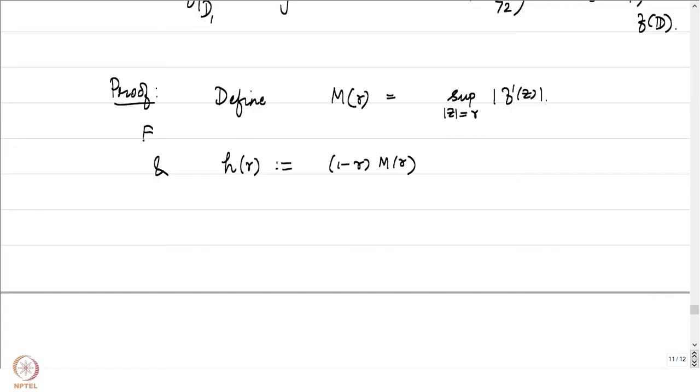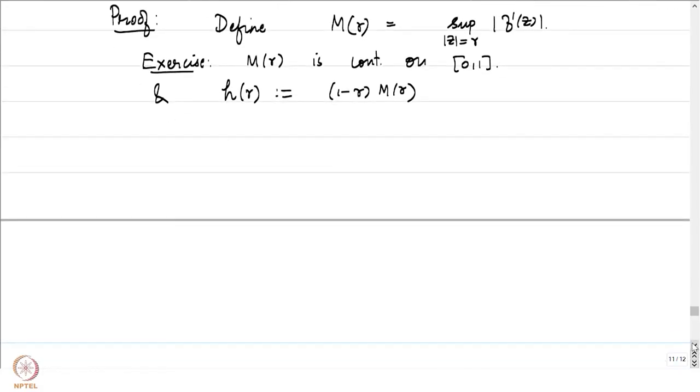So, the first observation for you would be that M of R is indeed a continuous function on [0, 1]. I am only interested in [0, 1], so let us focus on that. We will not bother about what happens outside. On [0, 1], M of R is a continuous function. This follows because f prime on the closure of the unit disk, which is compact, is going to be uniformly continuous. Use the uniform continuity of f prime on the closure of the unit disk to prove that M of R is also a continuous function. And if you now look at H, what is H? H is M of R times 1 minus R. H is continuous on [0, 1].